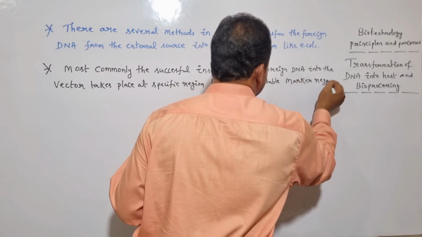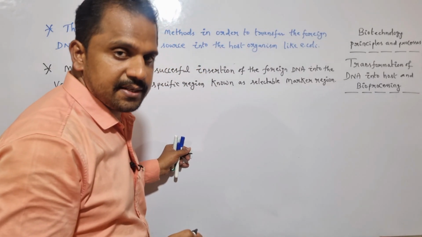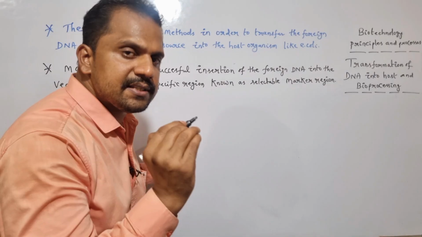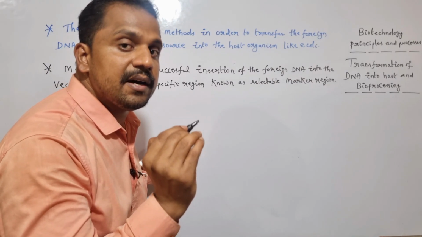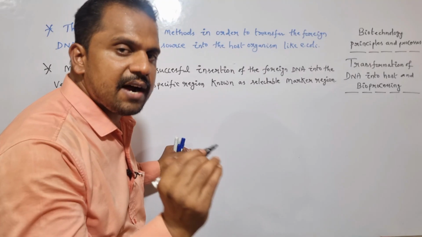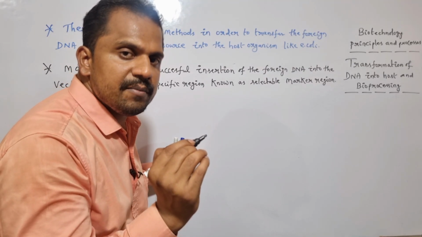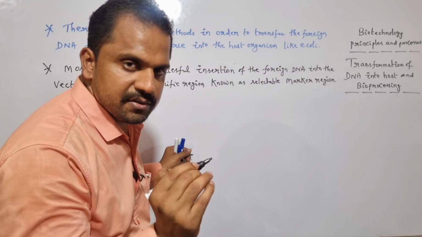In general, the selectable marker region encodes the antibiotic resistant gene. Once we insert the foreign DNA into the selectable marker region, the specific vector has become a recombinant vector. After the successful formation of the recombinant vector, it is allowed to insert into the specific E. coli host. Is it clear?